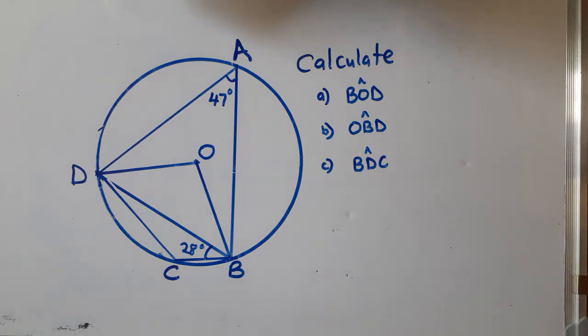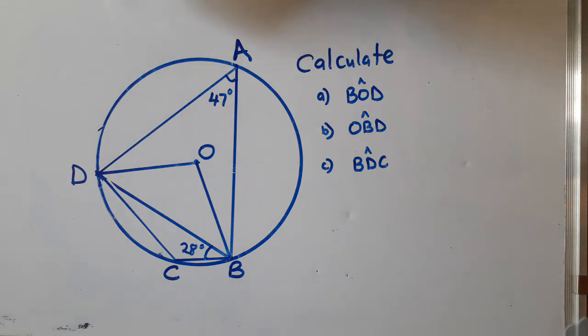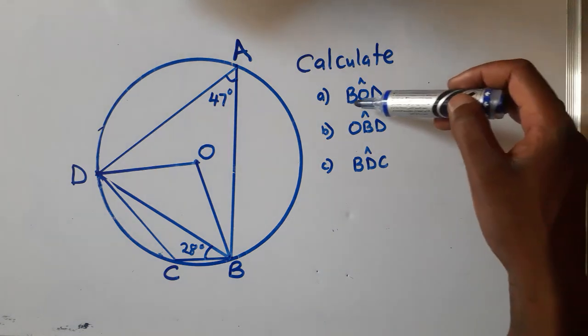Okay, we have a question that we are supposed to answer here. This question is drawn from 2020 GCE paper 1, question 17, ECZ. You can study it and answer the questions even before we look at them together. Let's start. The first question that we are supposed to answer is BOD.